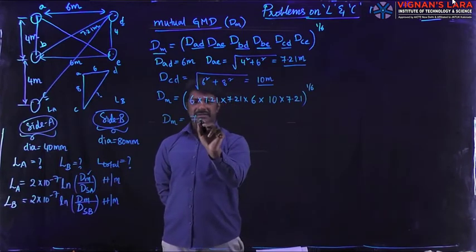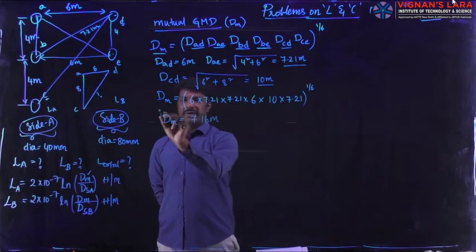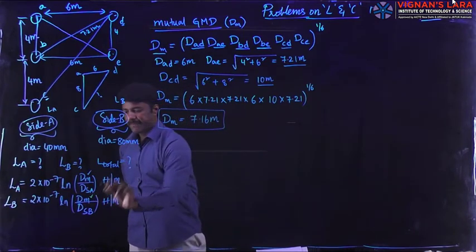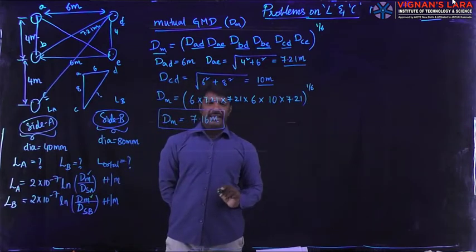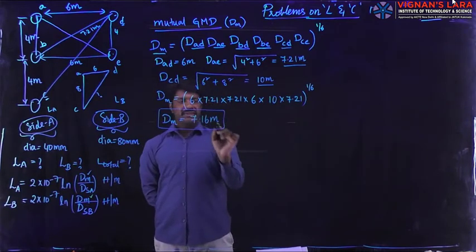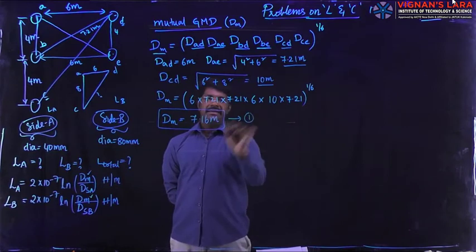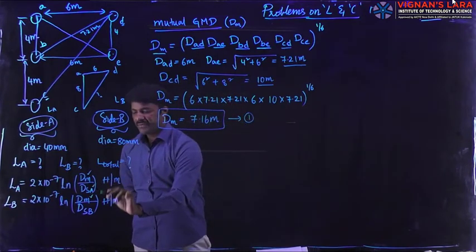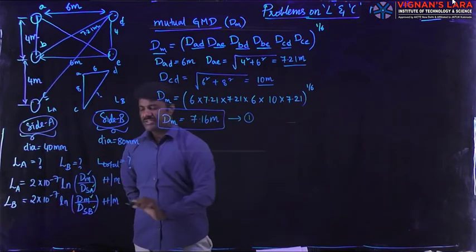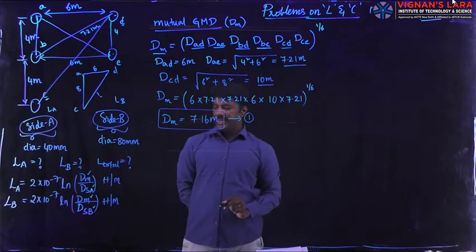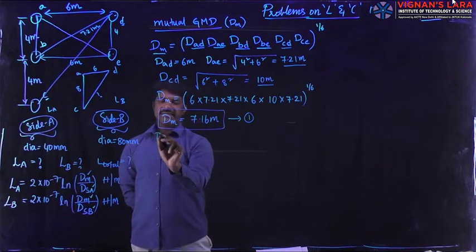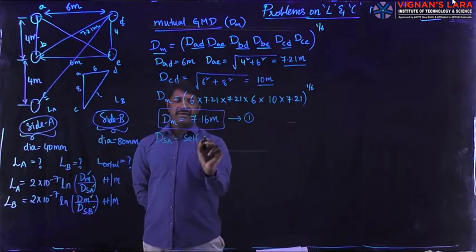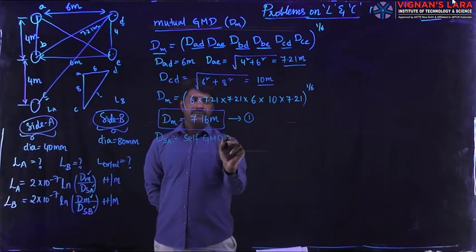7.16 meters, which will be helpful for me to find out the inductance, because I want DM in both the cases to find LA or LB. That is why in the first step I calculated the DM. In the second step I am going to calculate the self GMD of conductor side A and the self GMD of conductor side B. Then DSA, which is called the self GMD of side A.